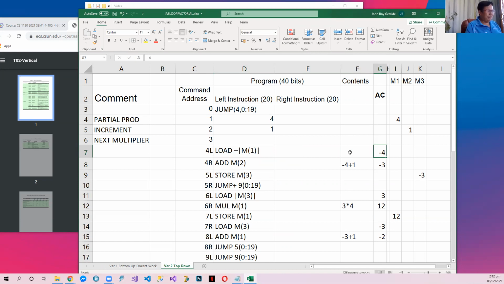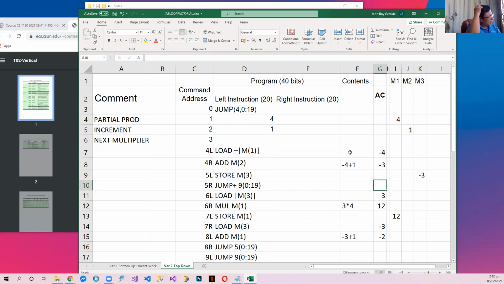Okay? So it's -4, right? And then we add M2. M2 is 1, so we have -3. We store M3. So M3 now is -3, which is our next multiplier. There's no problem because we can convert into absolute value. And then we jump plus to the end. This is a condition for termination. Jump if positive. Will we jump if the value is positive?